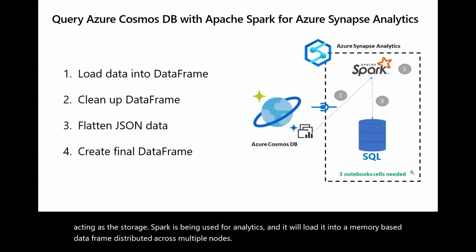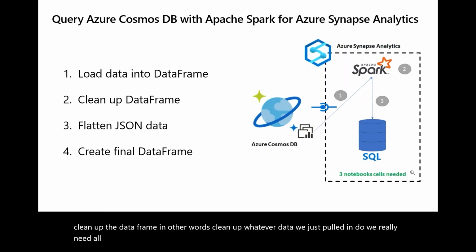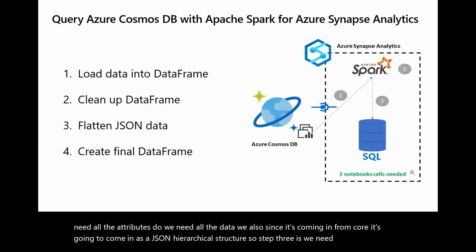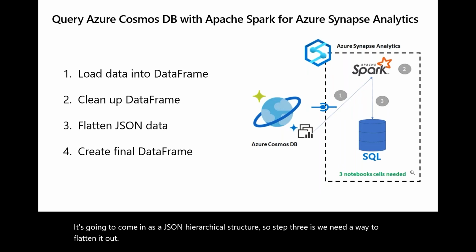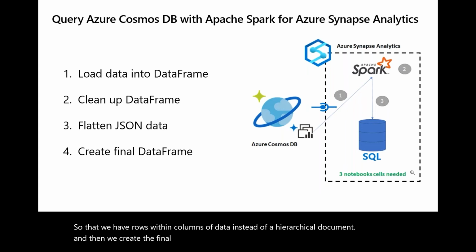Clean up the data frame, in other words, clean up whatever data we just pulled in. Do we really need all the attributes? Do we need all the data? We also, since it's coming in from Cosmos, it's going to come in as a JSON hierarchical structure. So step 3 is we need a way to flatten it out so that we have rows and columns of data instead of a hierarchical document. And then we create the final data frame that we can act on inside Spark. And then we may write it somewhere else.